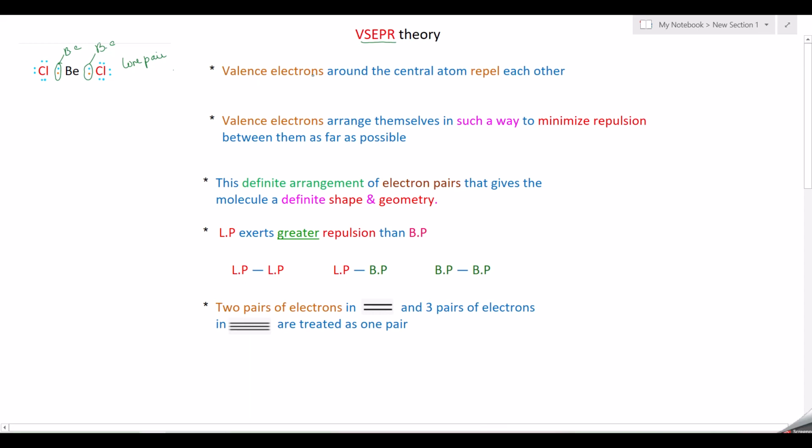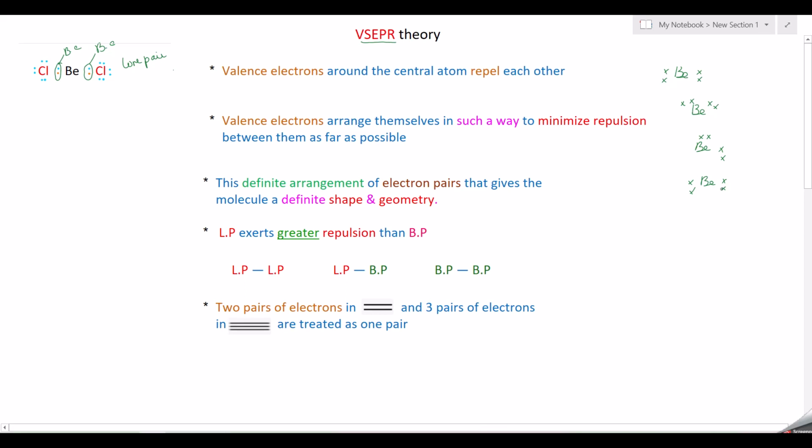The first one: the valence electrons around the central atom repel each other. For example, you take beryllium chloride. Beryllium is the central atom and it has two electron pairs, and these two electron pairs repel each other. The second one: the valence electrons arrange themselves in such a way as to minimize the repulsion. So these two electron pairs can be here like this, or here like this, or like this. In whichever position they have minimum repulsion, they will take that place.